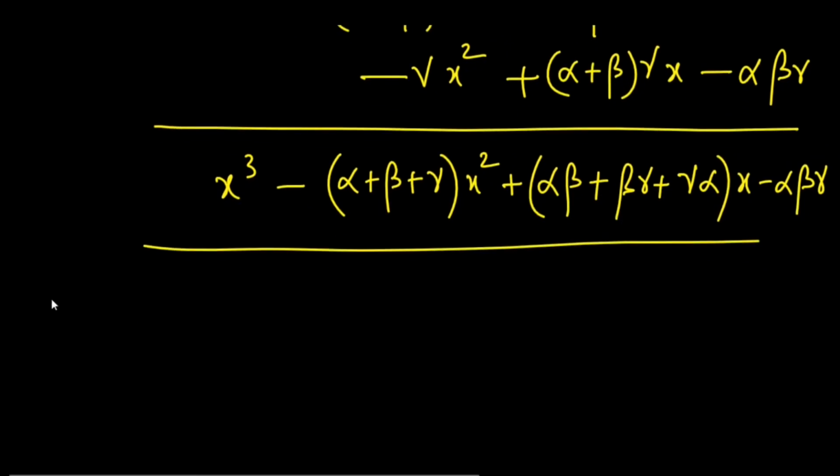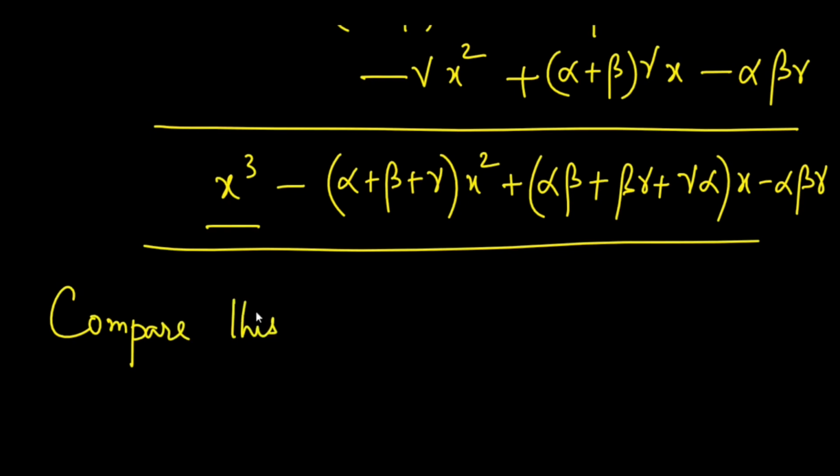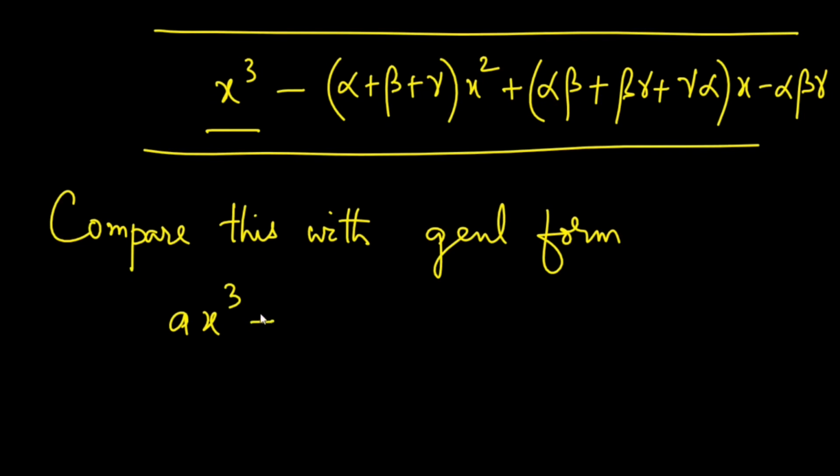So the cubic polynomial we are getting is x cube minus (alpha plus beta plus gamma) x square plus (alpha beta plus beta gamma plus gamma alpha) x minus alpha beta gamma. Compare this with the general form. The general form is ax cube plus bx square plus cx plus d.